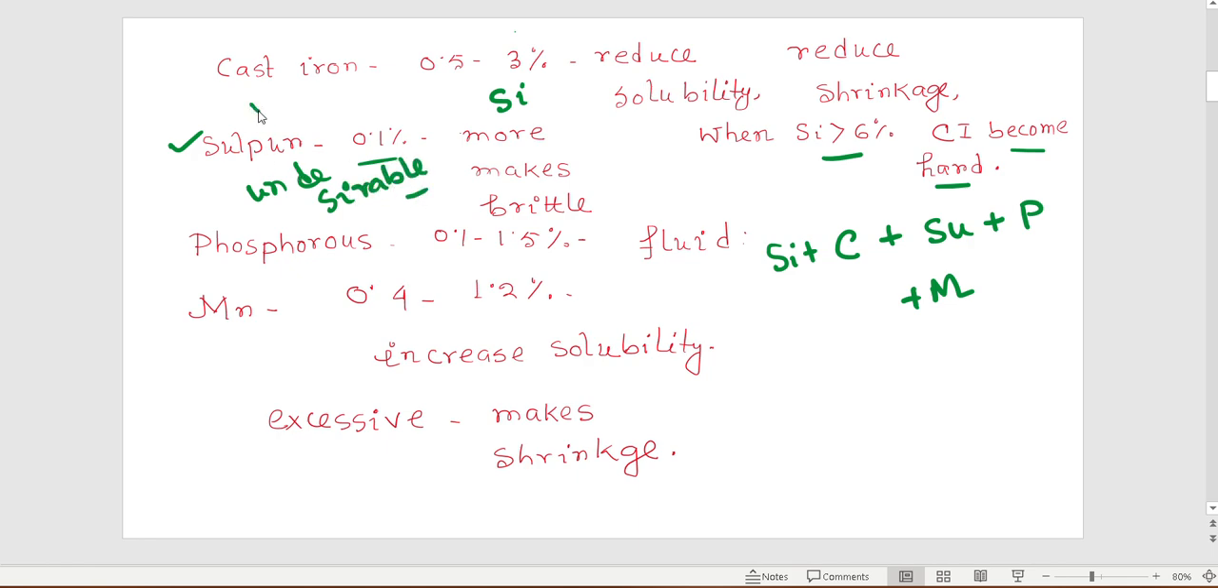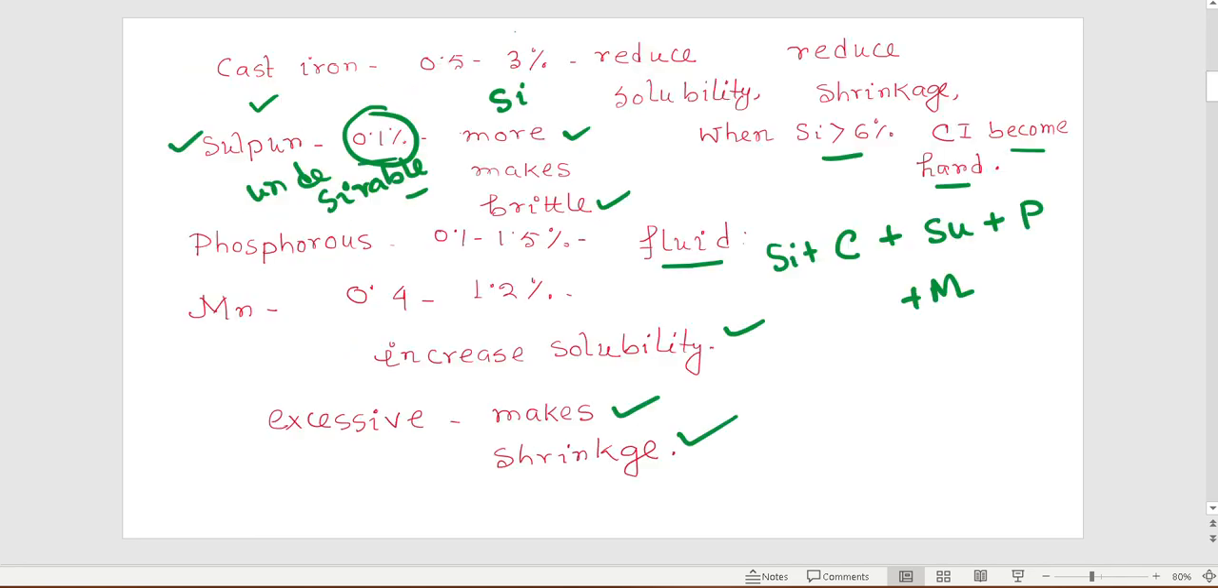It is an undesirable substitute for iron in cast iron. So generally 0.1% is recommended. More than this makes it brittle. Phosphorus is 0.1 to 1.5%. It increases the fluidity and helps to mix with other constituents. Manganese is 0.4 to 1% to increase the solubility. Excessive manganese can cause shrinkage in the cast iron.